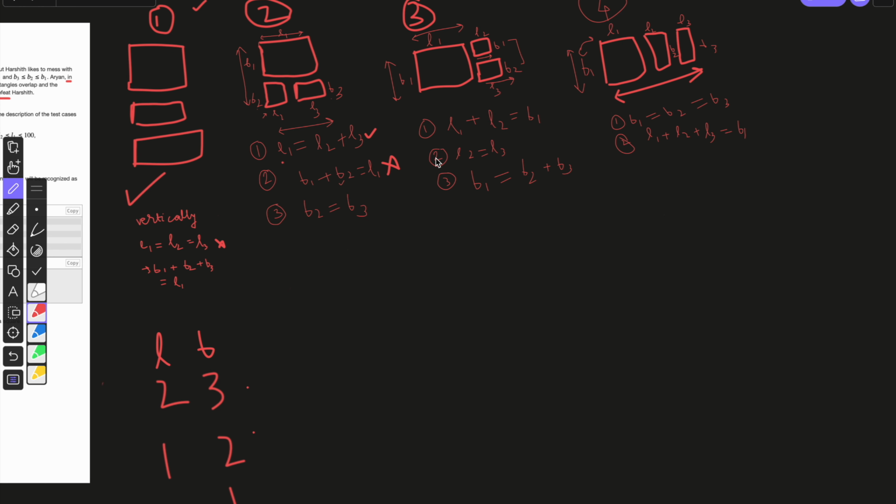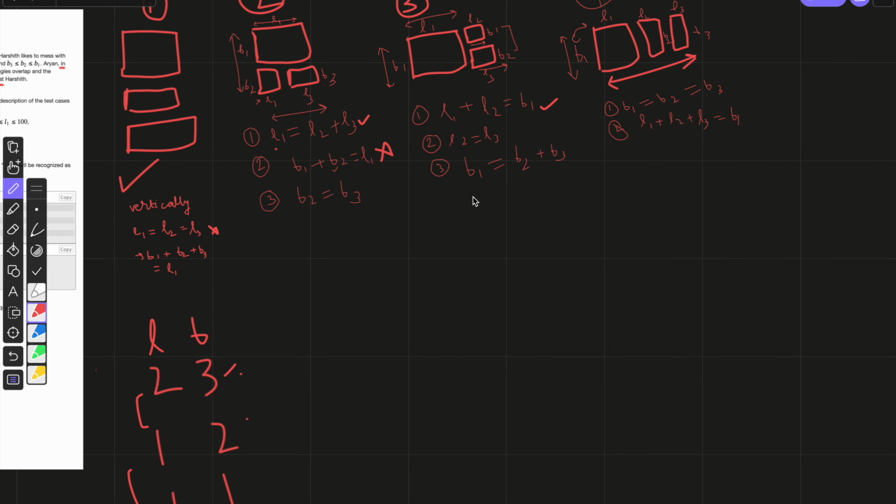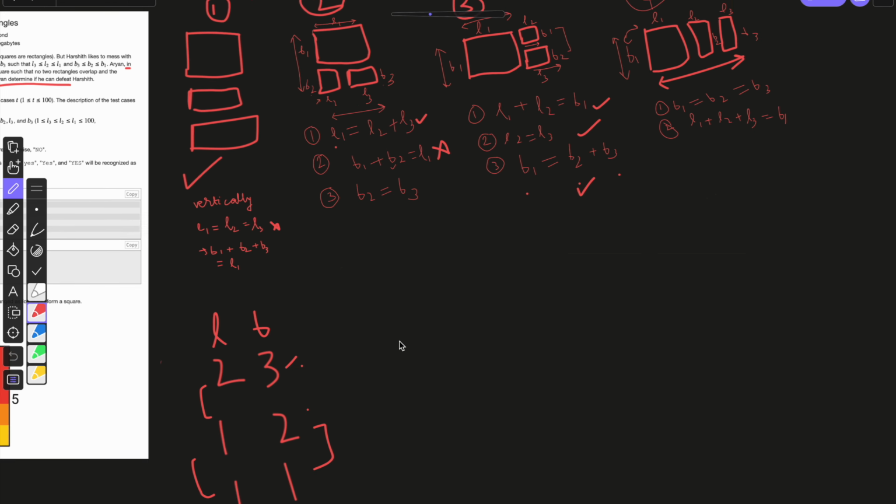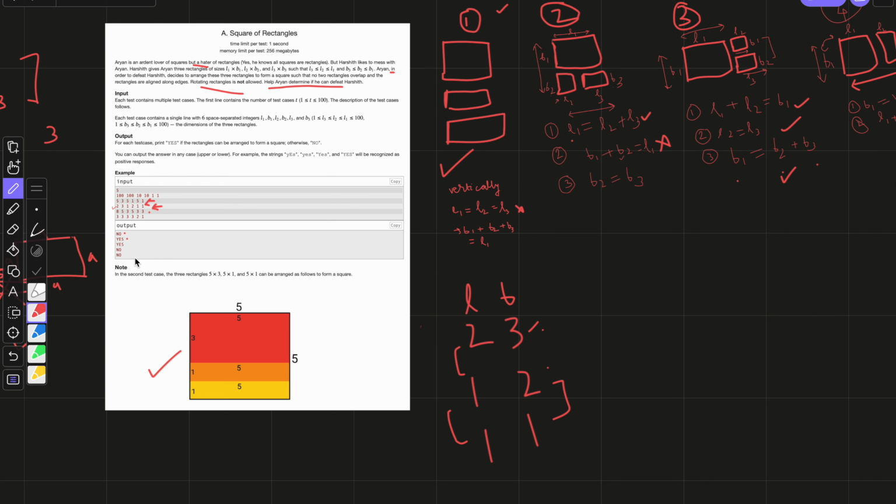Now let's check another condition. L1 plus L2 is equal to B1. 2 plus 1 is equal to B1. Yes, so it is true. L2 is equal to L3. Yes, L2 is equal to L3. B1 is equal to B2 plus B3. Yes. So all these conditions are satisfied. Hence, a square would be able to form from all these rectangles. So the output is yes in this case.